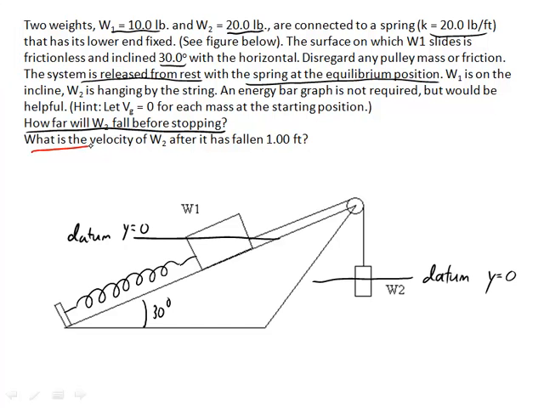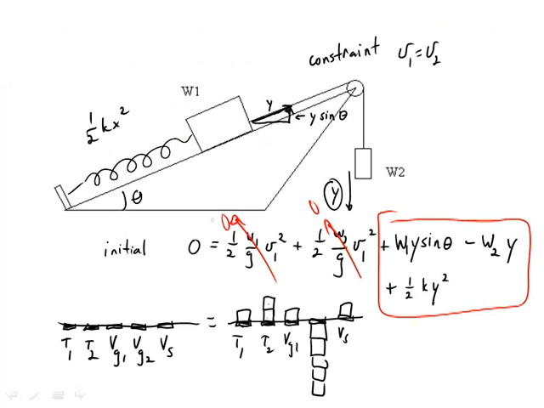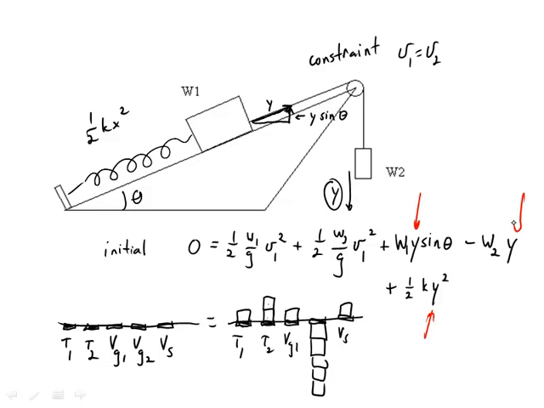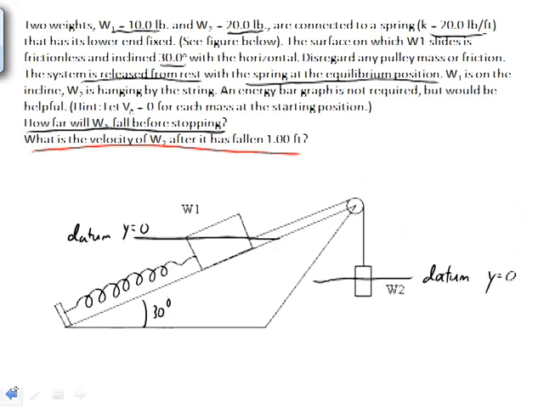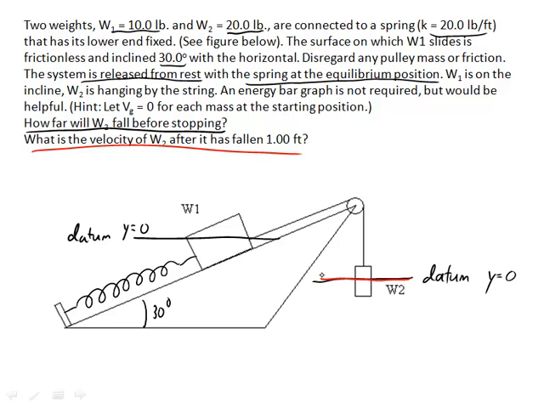Part 2, what is the velocity of W2 after it has fallen 1 foot? In that scenario, y is equal to 1 foot. V1 is the unknown, but it's the only unknown. So I can solve that equation then for V1. And that's how you solve that problem. Conservation of energy, critical issue, make the datum for W2 where you want it. Make the datum for W1 in a different location, a convenient location. They don't have to be the same place.